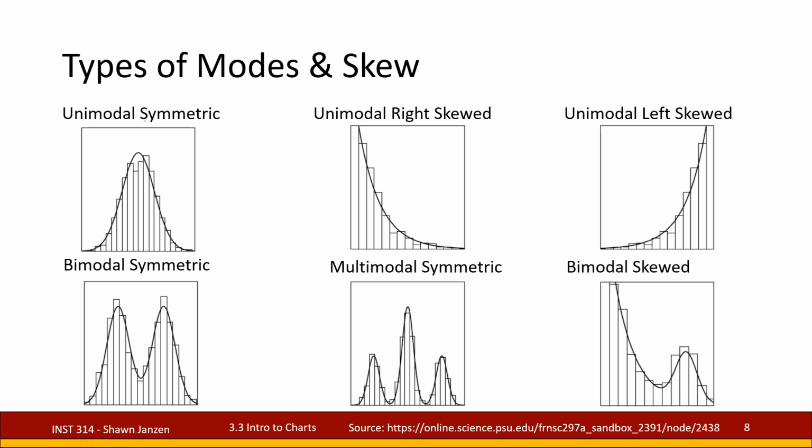Looking towards the center, we have the multimodal symmetric plot. So again, the modes have not too much lean to the left or the right, but we have three or more humps in that distribution there.